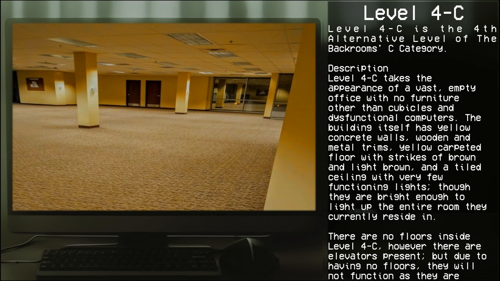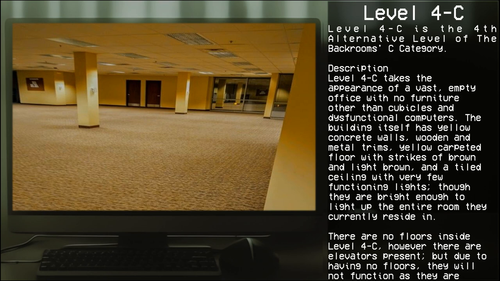Description. Level 4C takes the appearance of a vast, empty office with no furniture other than cubicles and dysfunctional computers. The building itself has yellow concrete walls and wooden metal trims, a yellow carpeted floor with streaks of brown and light brown, and a tiled ceiling with very few functioning lights, though they are bright enough to light up the entire room they currently reside in.